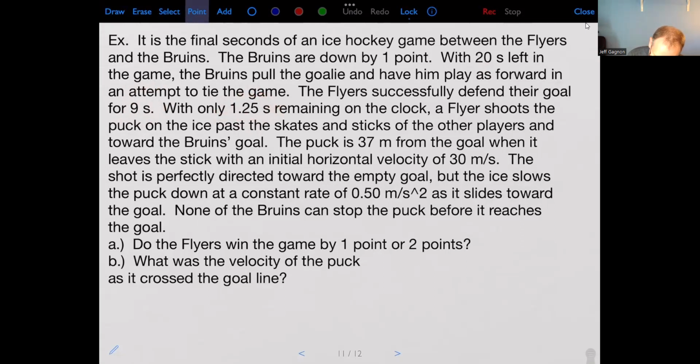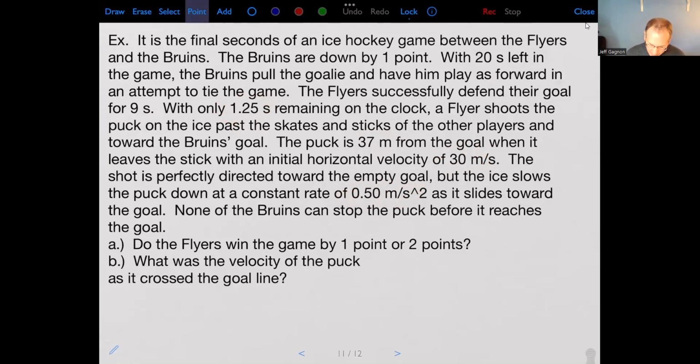We know the puck is 37 meters from the goal, and we know that the velocity of the puck is 30 meters a second, and we know the acceleration. Since it's slowing, it says it slows down at a constant rate of 0.5. That means the acceleration is negative 0.5 meters a second squared. So if we figure out the displacement of the puck in this 1.25 seconds, and it's greater than 37 meters, then we know that the goal was scored, right? If it's less than 37 meters, then we know that the game ended before the puck reached the goal.